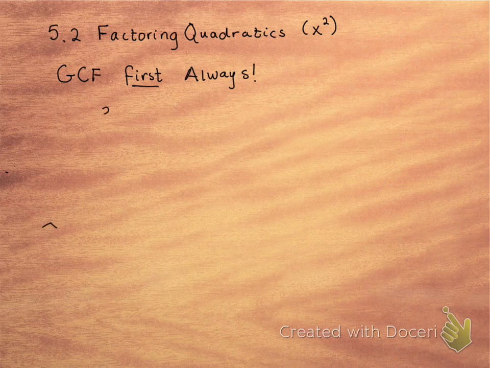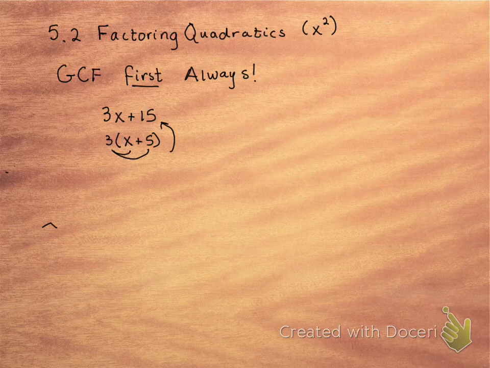So for example, starting out very basic, if we wanted to factor 3x plus 15, the GCF is 3, and when we divide 3 out of 3x, we get x, and when we divide 3 out of 15, we get 5. And we can check ourselves because if we distribute back in, we get back what we started, okay?